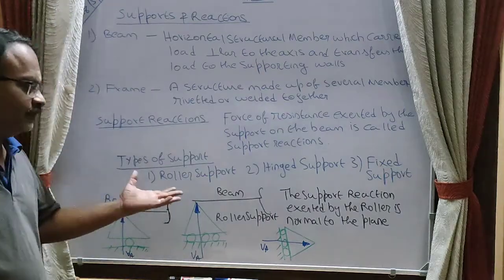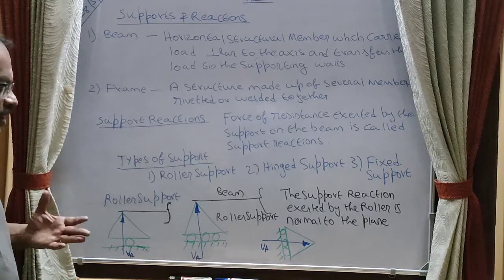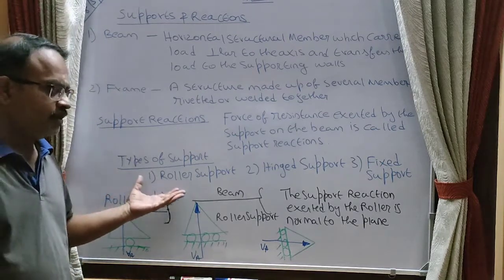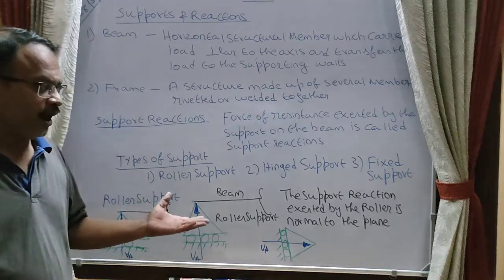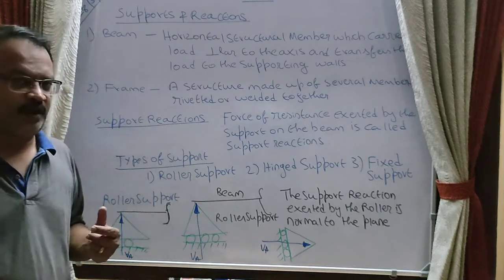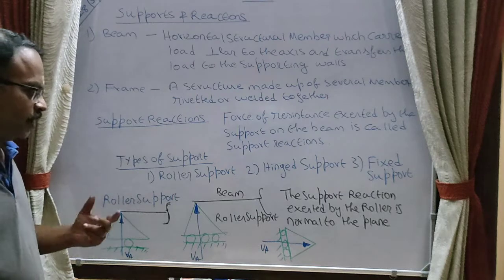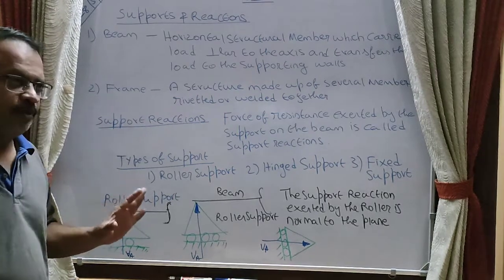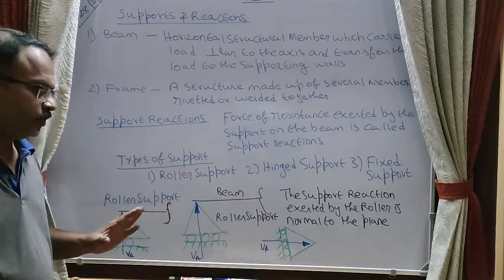Now the types of supports. What are the types of supports that are available? Roller support, hinged support and fixed support. These are the three major supports that are available. So what do you mean by a roller support? Roller support is the basic support.